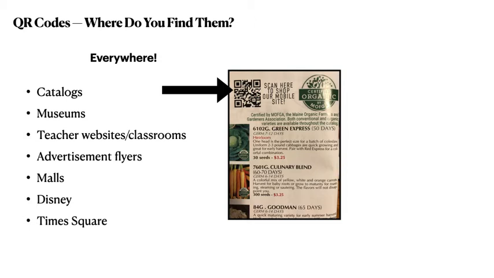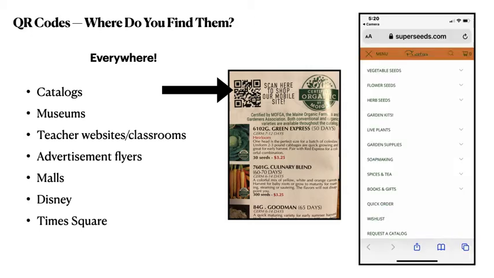So what you're seeing here is a catalog, a seed catalog, and there is a QR code in the upper left-hand corner. And notice it says, scan here to shop our mobile site. So when I scanned it, indeed what showed up was a table of contents, and I could then click on wherever I wanted to go.